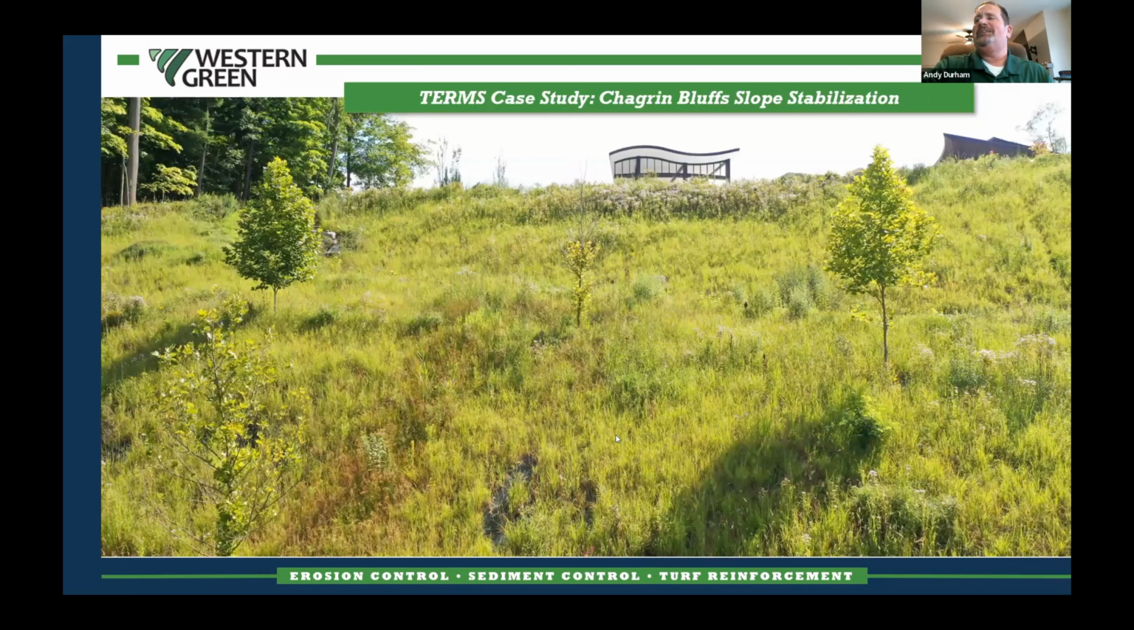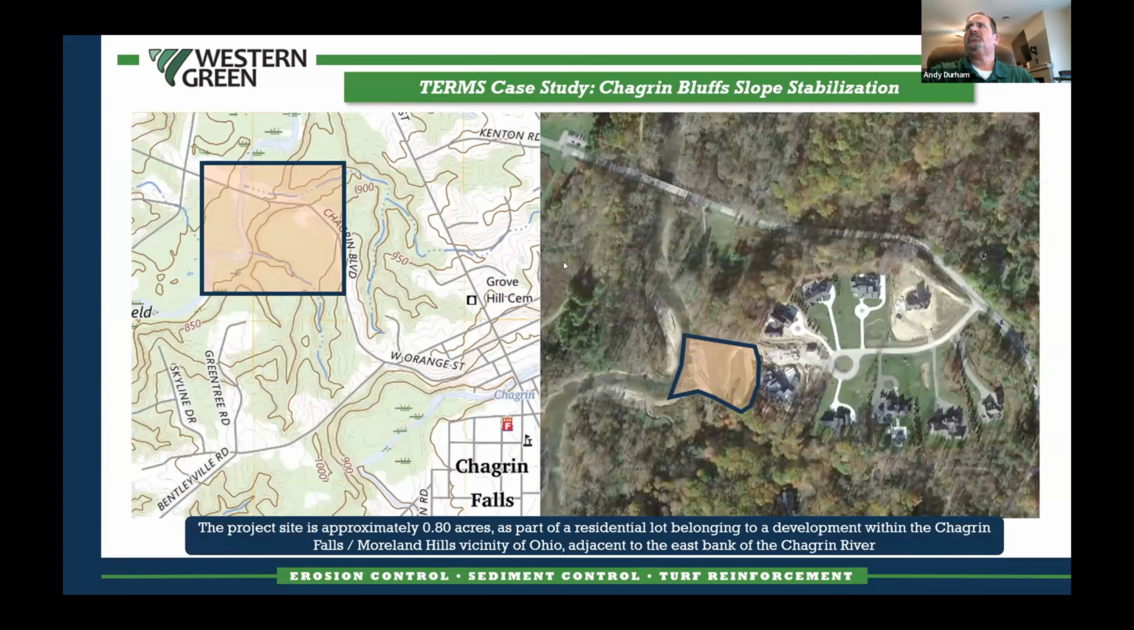So I'm going to give you an example of where we actually used this system for a slope stabilization application. And again, when you look at these pictures and you look at some of these things, think about how this transcended general erosion and really was into a slope reinforcement type of application. So this is a project that we did near Cleveland on the Chagrin River in a little town called Moreland Hills. And it's a subdivision, residential subdivision, with some high-end lots.